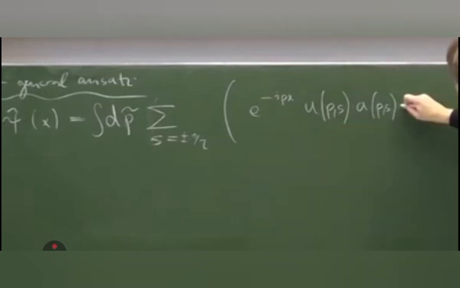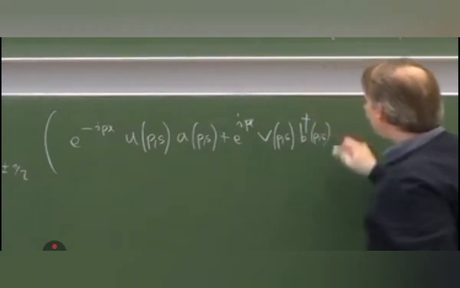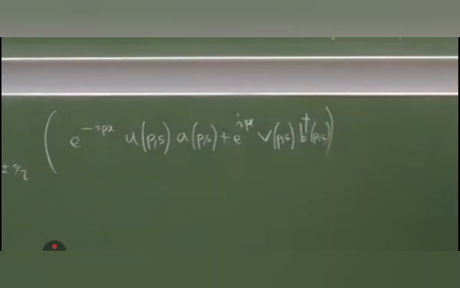And then we have the analogous expression for b, e to the plus ipx times now v of p comma s and b dagger of p comma s.